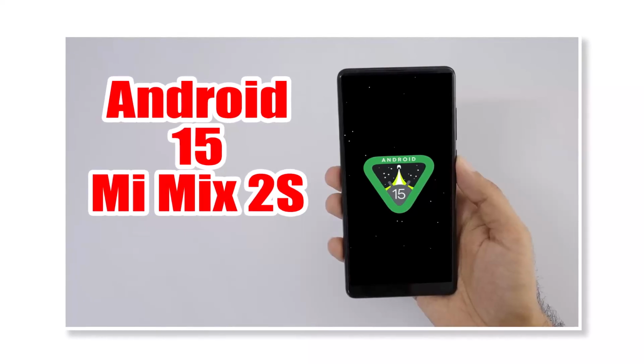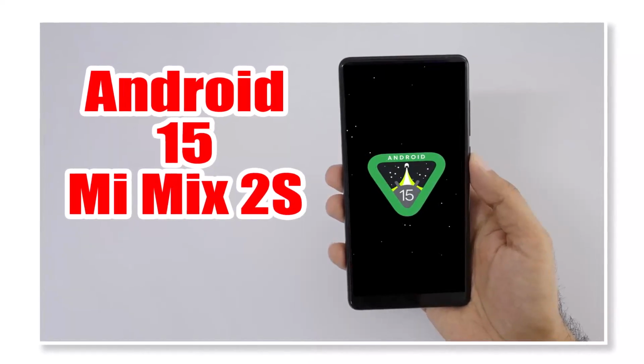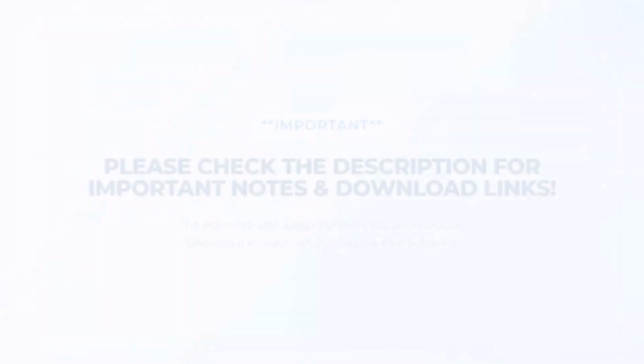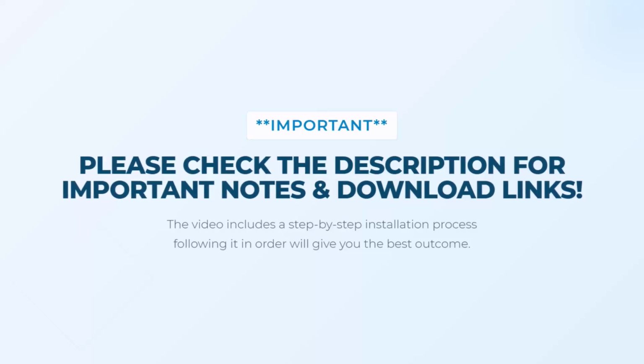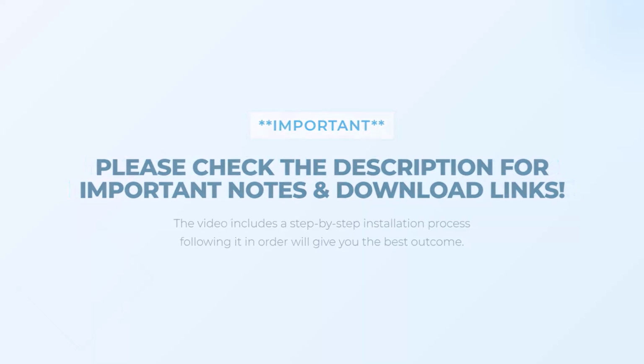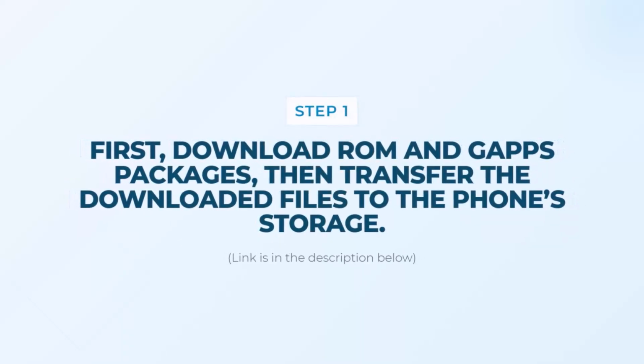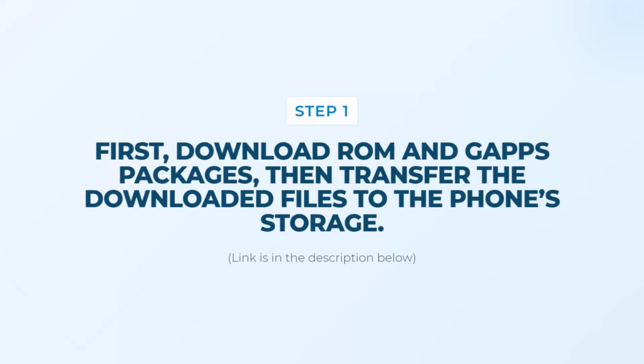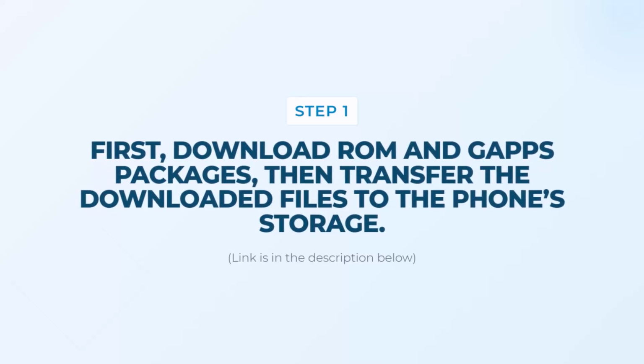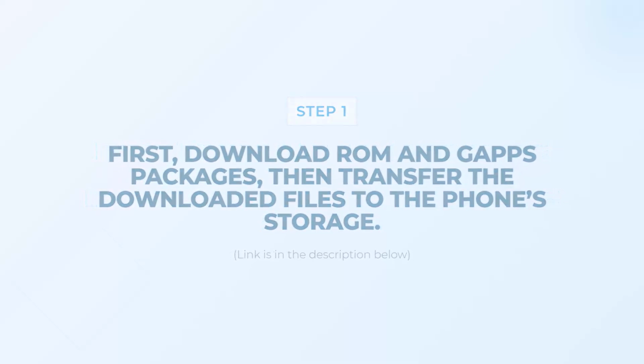Install Android 15 on Mi Mix 2S via AOSP ROM. Please check the description for important notes and download links. First, download ROM and GApps packages, then transfer the downloaded files to the phone's storage.